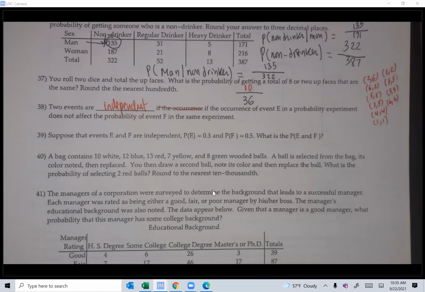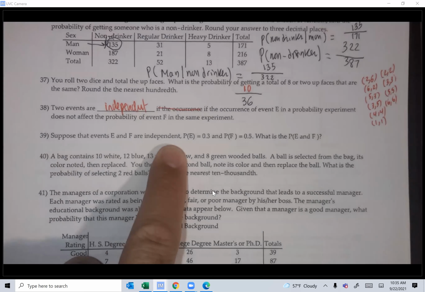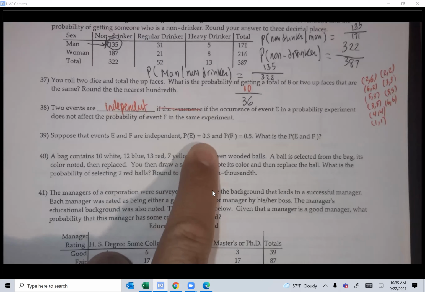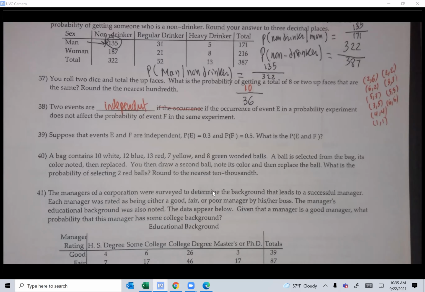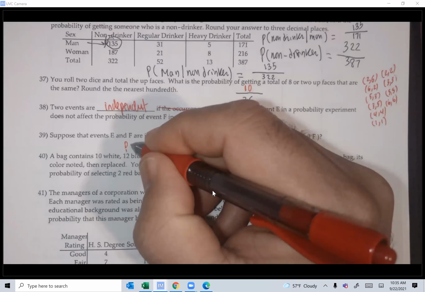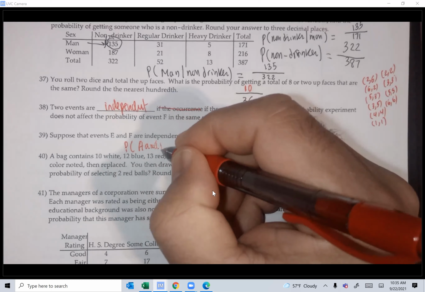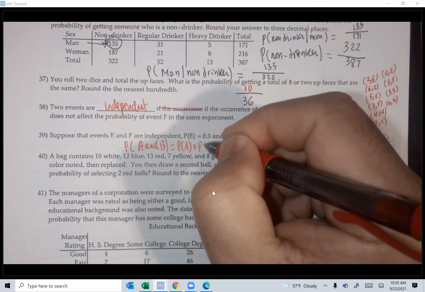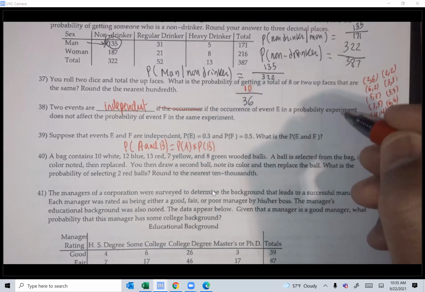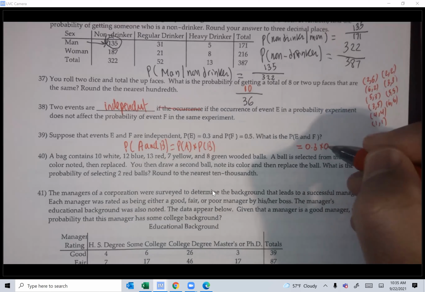Okay, suppose that events E and F, we're doing this now, are independent. Probability of E is 0.3, probability of F is 0.5. What's the probability of E and F? I gave you a formula on Monday, guys, that the probability of A and B, if the events are independent, equals probability of A times probability of B. And here, guys, this answer will be simply 0.3 times 0.5.